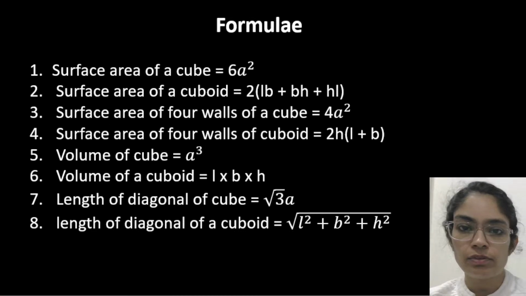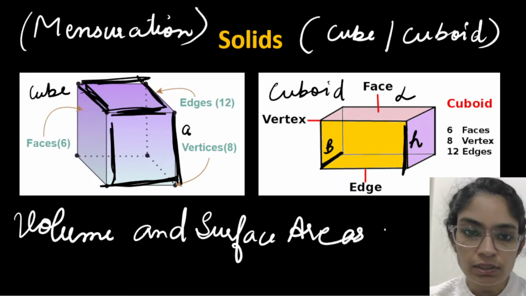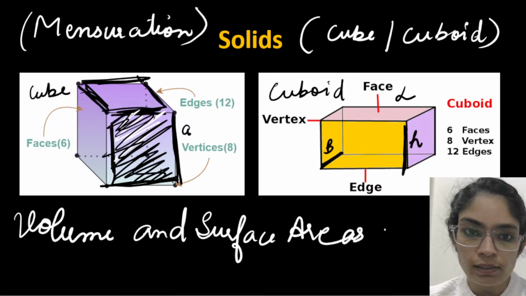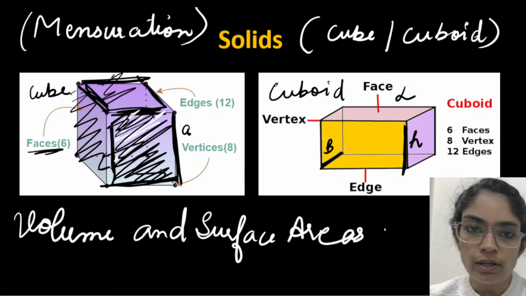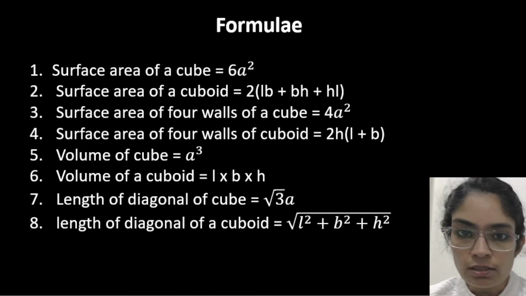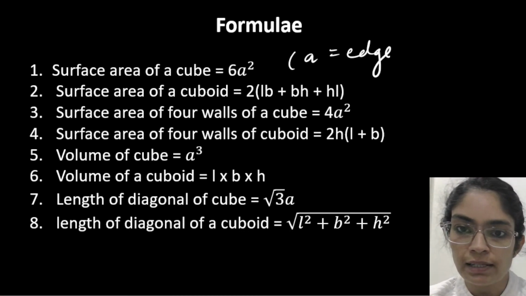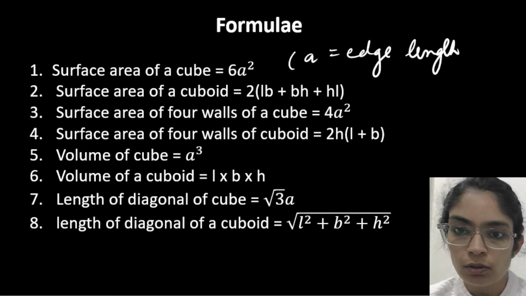So surface area of a cube. Surface area of a cube means the area of the surface, like this full part. You can see the cube. So the full area, the area of all six faces. It has six faces, or six surfaces. So the surface area of a cube is 6a square, where a is the edge length of the cube.